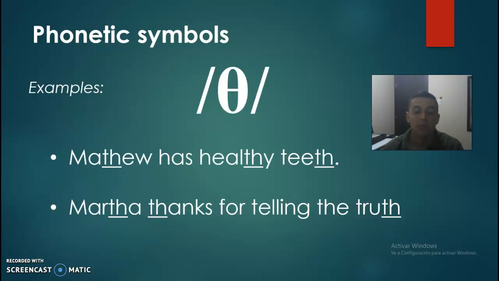Examples: Matthew has healthy teeth. Martha, thanks for telling the truth.